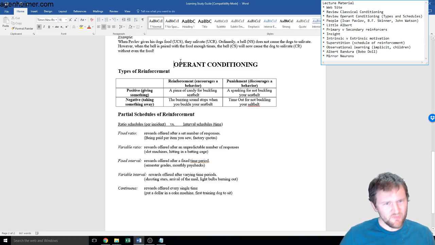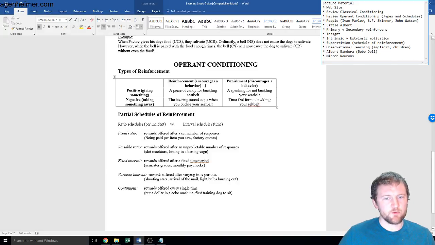So with the types of reinforcement, there's 4 types. You can either have positive or negative, and it doesn't mean good and bad. I talked about that earlier, but positive doesn't mean good, negative doesn't mean bad. It just means positive giving something and negative taking something away. So if I spank you, that's positive. And if I take away homework or a candy bar or something, that would be negative. So yelling at someone is positive because it's adding something.